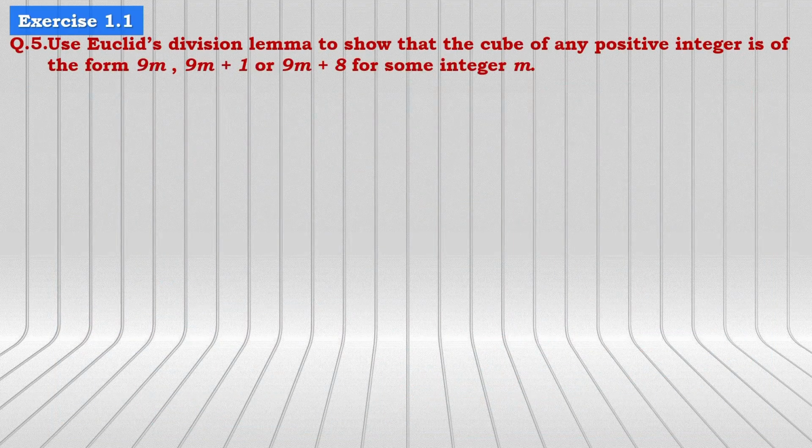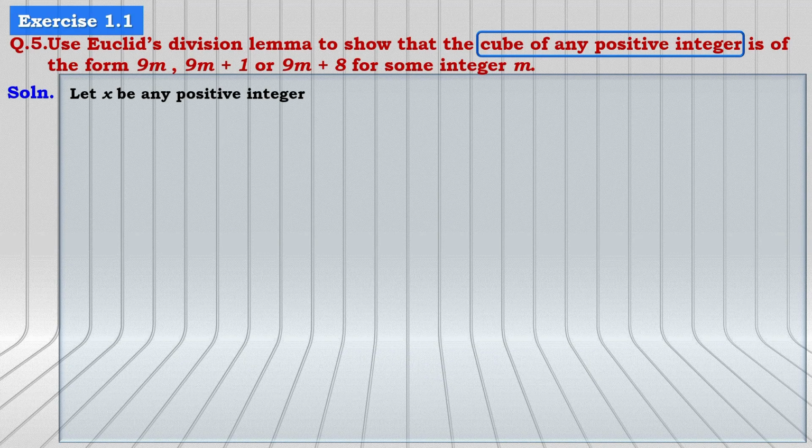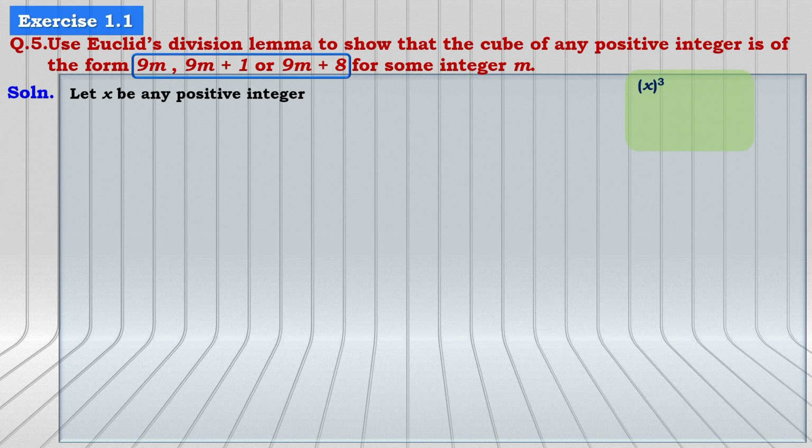Now coming to the next problem. Use Euclid's division lemma to show that the cube of any positive integer is of the form 9m, 9m plus 1 or 9m plus 8 for some integer m. So in the same way we need to prove it. In this case we have to find the cube. So let x be any positive integer. Then x cube should be in the form of 9m or 9m plus 1 or 9m plus 8.